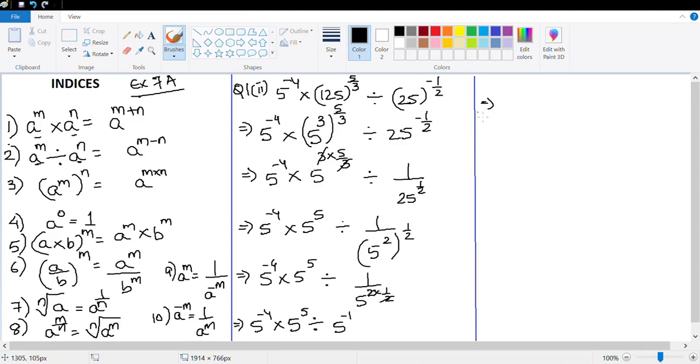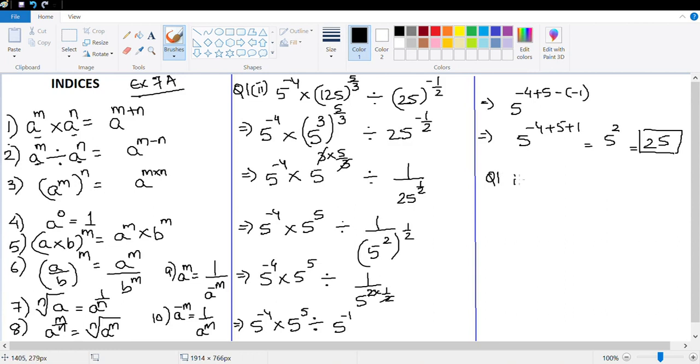So let's apply the property. So a to the power m into a to the power n is addition. So I have 5 to the power negative 4 plus 5. And when I divide, I subtract the power. So which means minus of negative 1, which means 5 to the power negative 4 plus 5 plus 1, which is equal to 5 to the power 2, which means 25. So that's my answer. Let's move on to the next question.